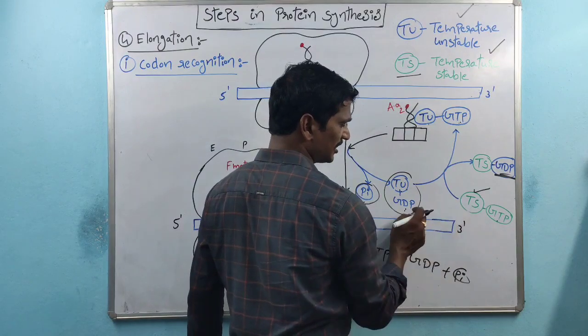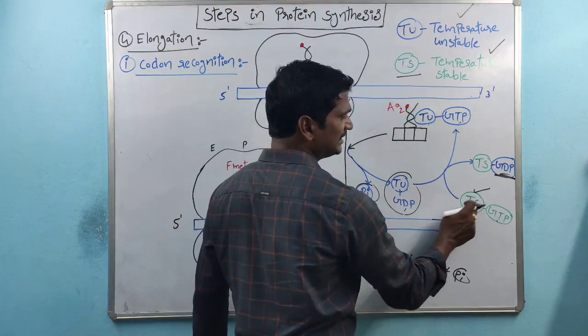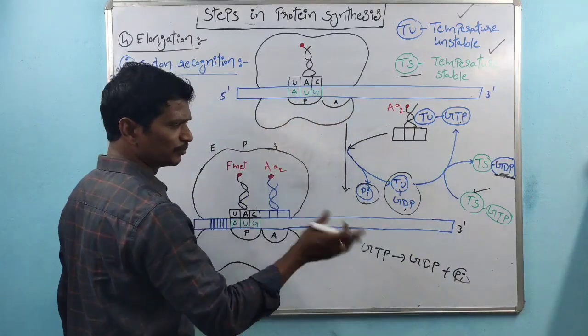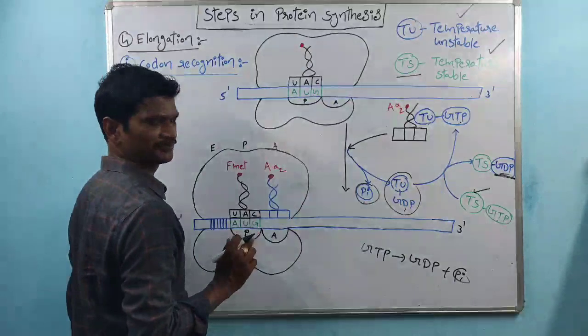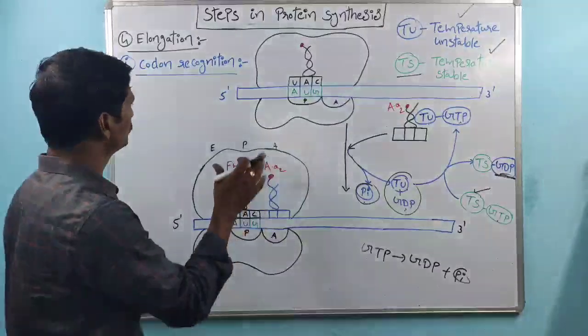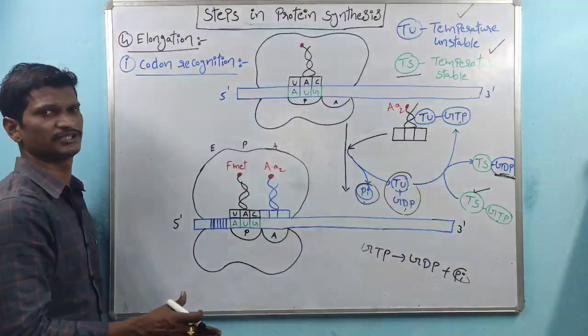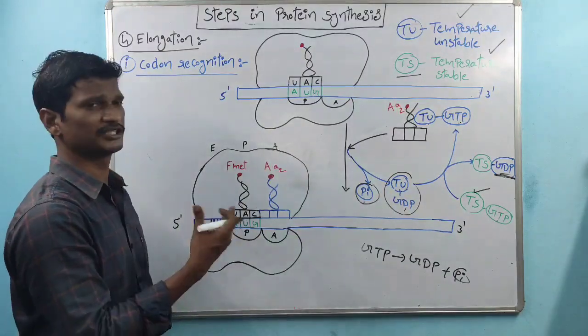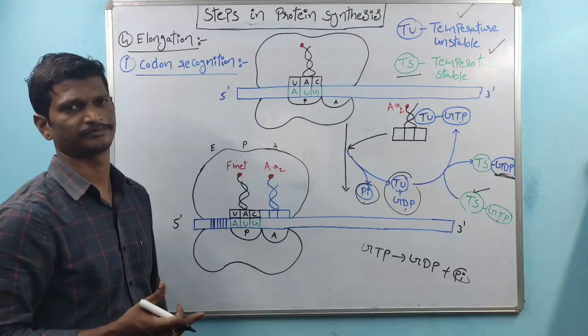Again the TU factor is loaded with GTP, supported by the TS factor. The TS factor binds with the GDP, which means it removes the GDP and adds GTP. So this is the codon recognition process. This is the first step, and the next step we'll discuss now.